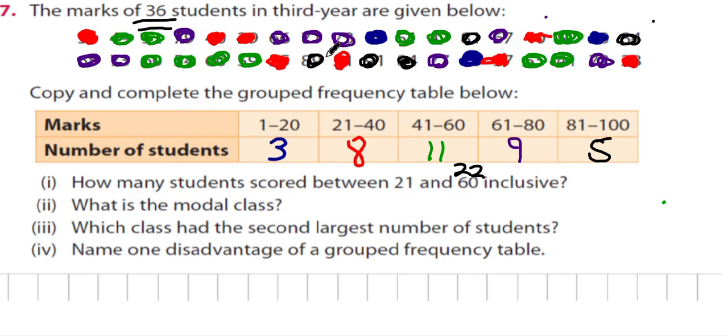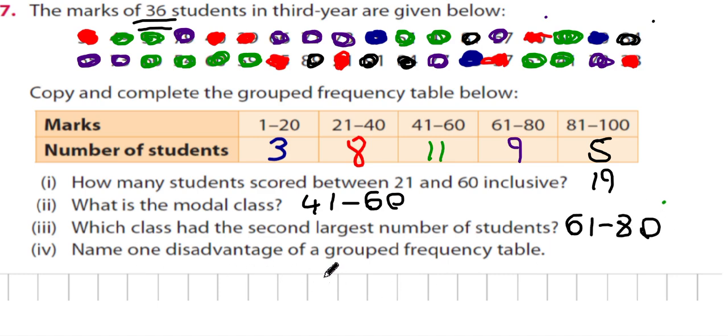We okay with that? Now, this question is hefty enough, right? So the first question is going to ask you, how many scored between 21 and 60? How many from 21 up to 60? 19, okay? We're happy with the 19? Okay. What was the modal class, the most common answer? 41 to 60. You cool with that? Which class had the second largest number of students? Second largest? 61 to 80. Name one disadvantage of a group frequency table.